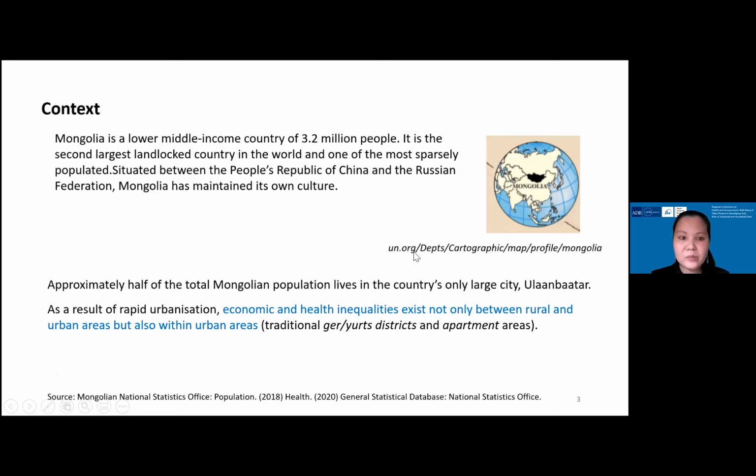Just briefly about Mongolia. Mongolia is a lower middle income country of 3.2 million people. It is the second largest landlocked country in the world and one of the most sparsely populated. It is situated between PRC China and the Russian Federation. However, approximately half of the total Mongolian population lives in the country's only large city, Ulaanbaatar. Because of this rapid urbanization, economic and health inequalities exist, and this is the main thesis of our study. It's not only between rural and urban areas, but also within urban areas, between the ger districts and apartment areas.